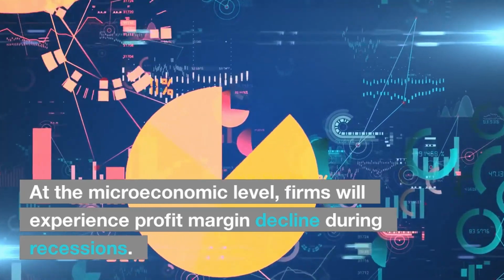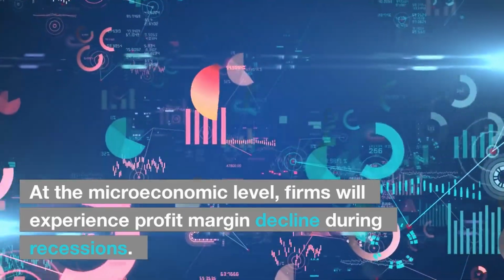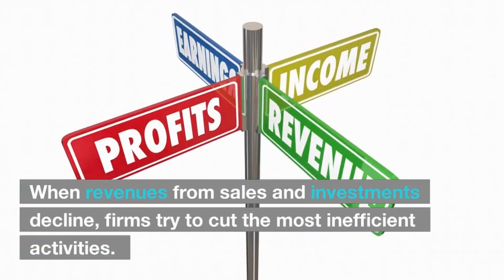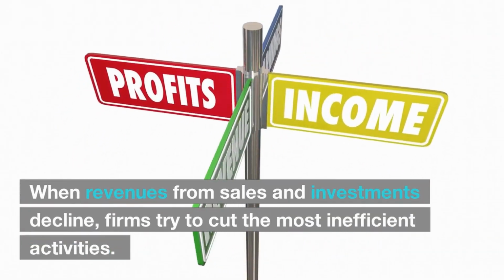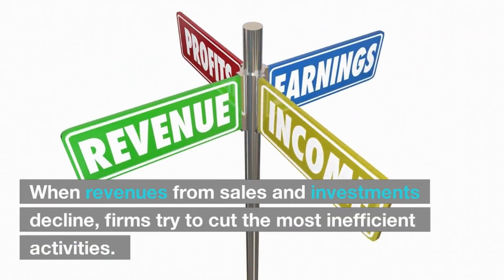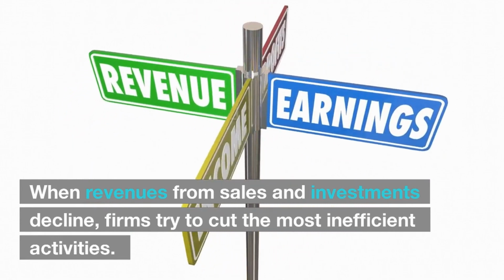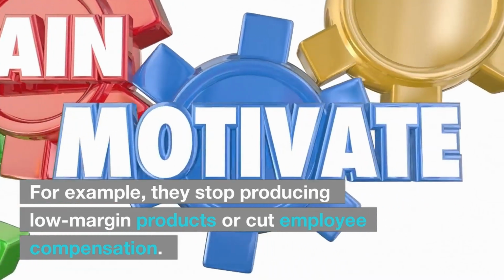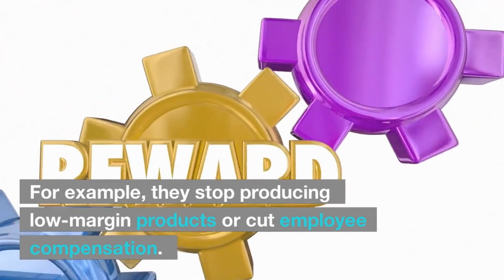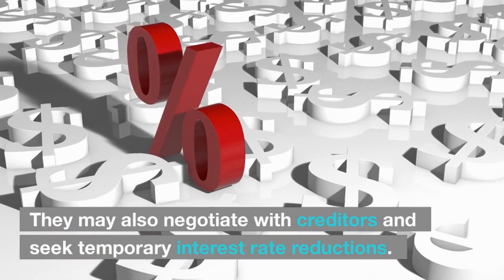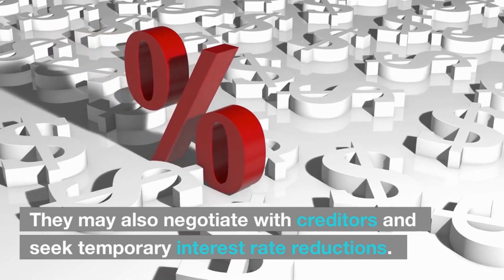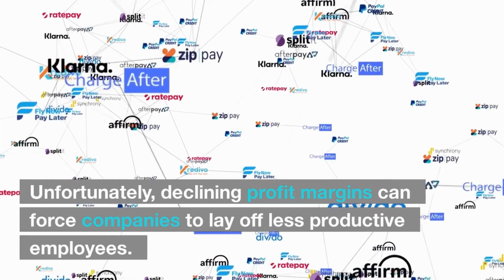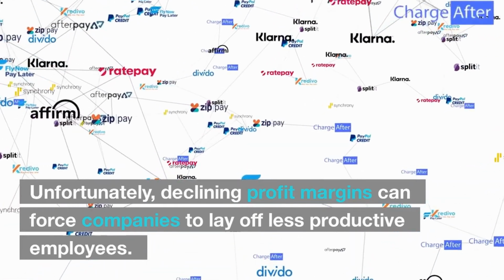At the microeconomic level, firms will experience profit margin decline during recessions. When revenue from sales and investments decline, firms try to cut the most inefficient activities. For example, they stop producing low-margin products or cut employee compensation. They may also negotiate with creditors and seek temporary interest rate reductions. Unfortunately, declining profit margins can force companies to lay off less productive employees.